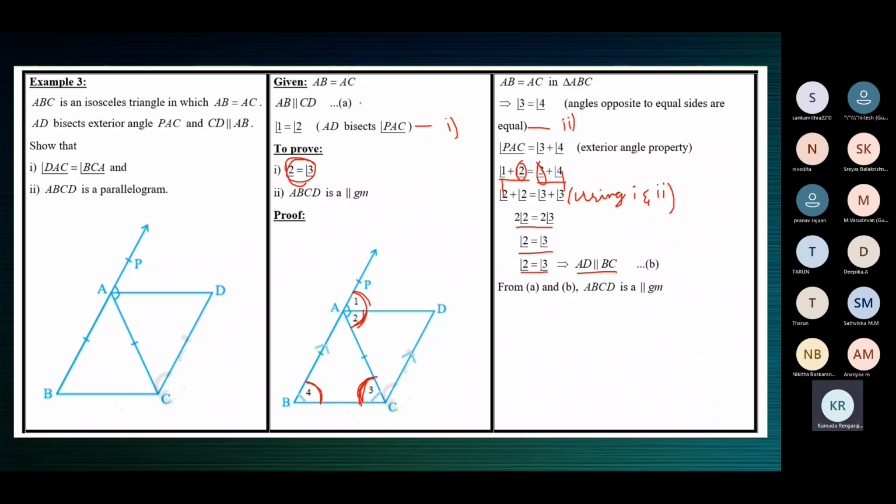AB is parallel to CD, which is given to us, and now we have proved that AD is parallel to BC. So ABCD is a parallelogram.